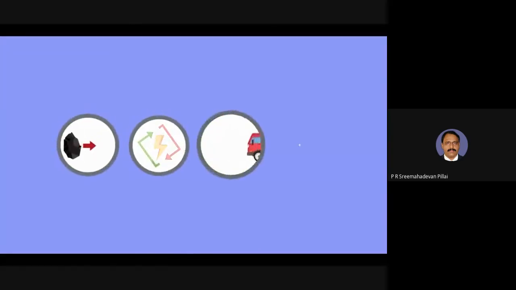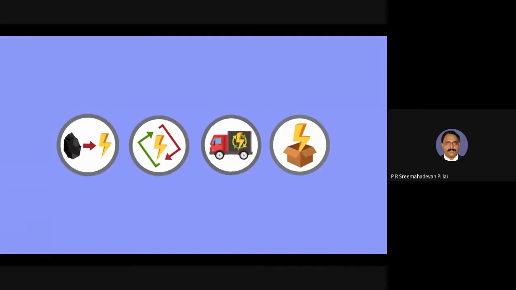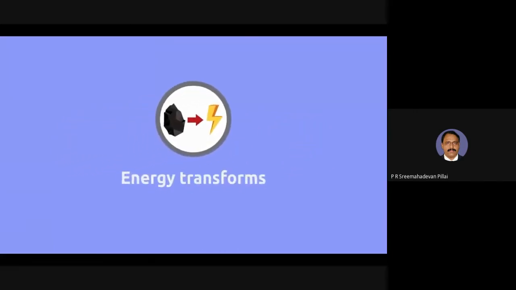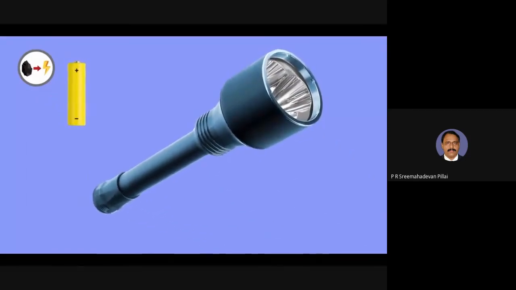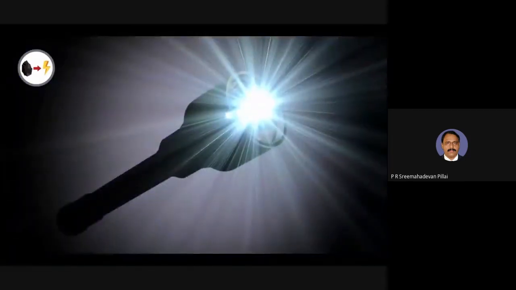Energy possesses 4 fundamental properties you should know about. Energy transforms. For example, when we use a battery for a flashlight, the chemical energy in the battery transforms into electric energy.